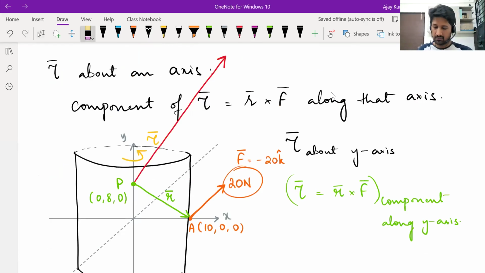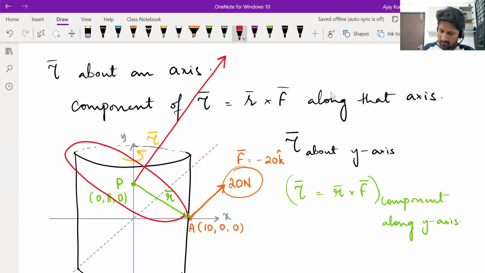Now, what does this mean? What does it mean by producing torque in that direction? It means this force about this point produces a rotational effect about this axis. The force tends to rotate the object like this. Had it been a free object, it would have rotated about like this actually. That is what it means.